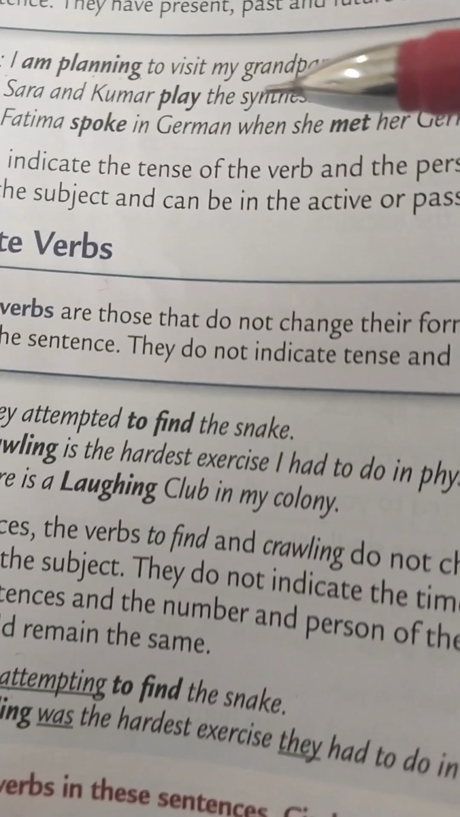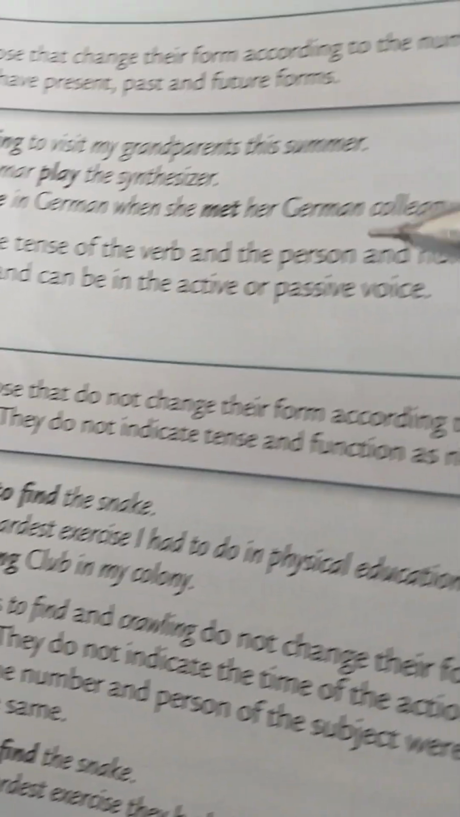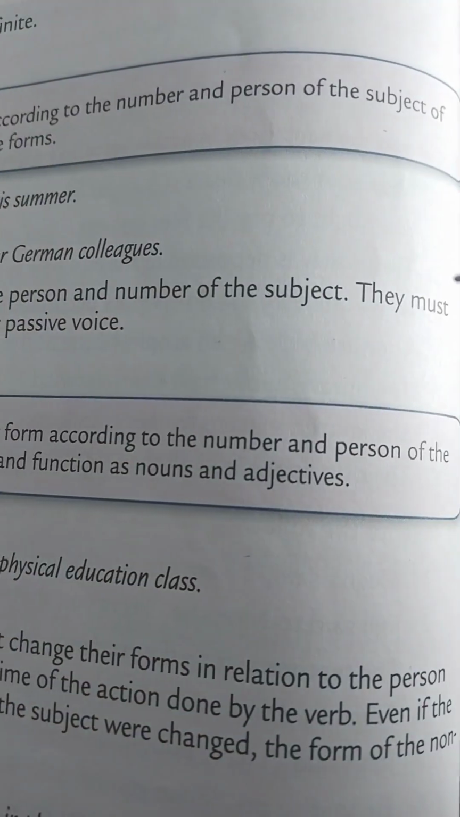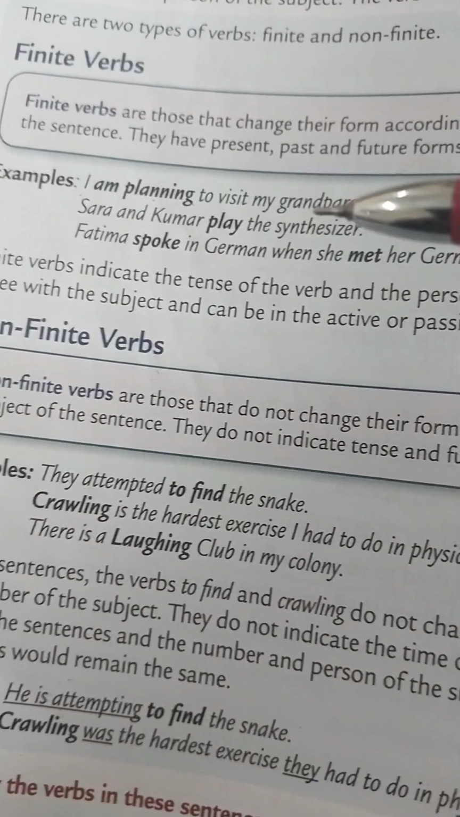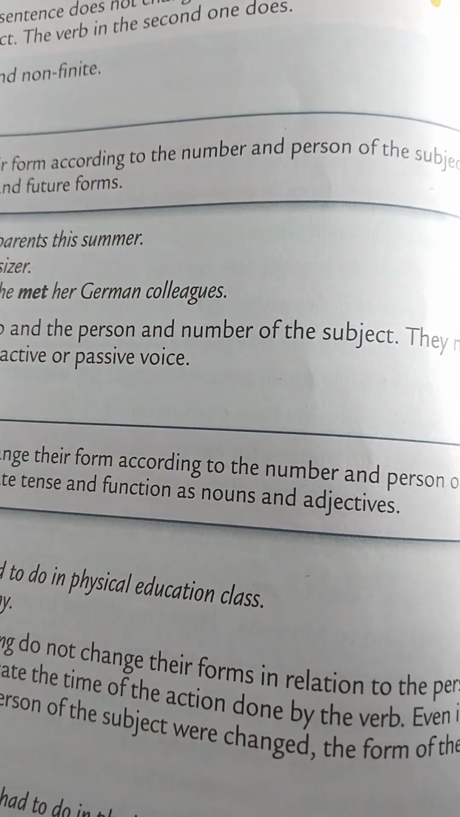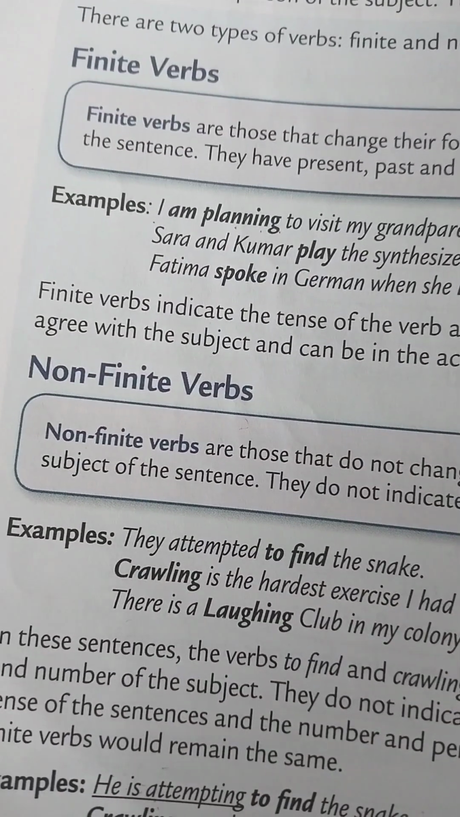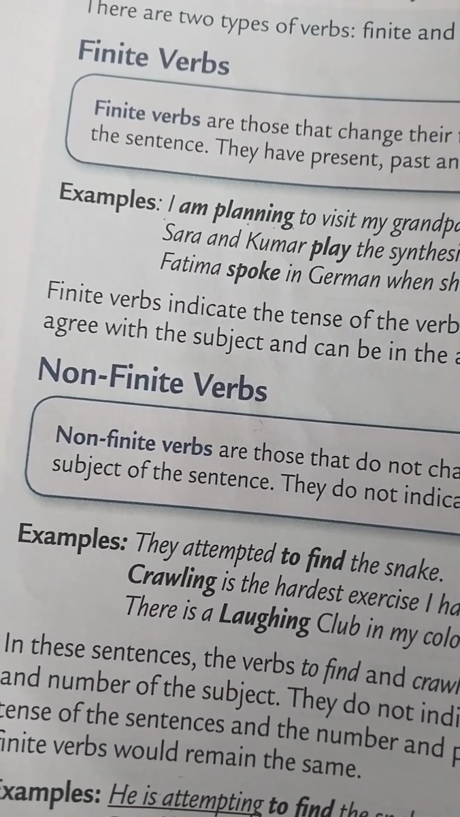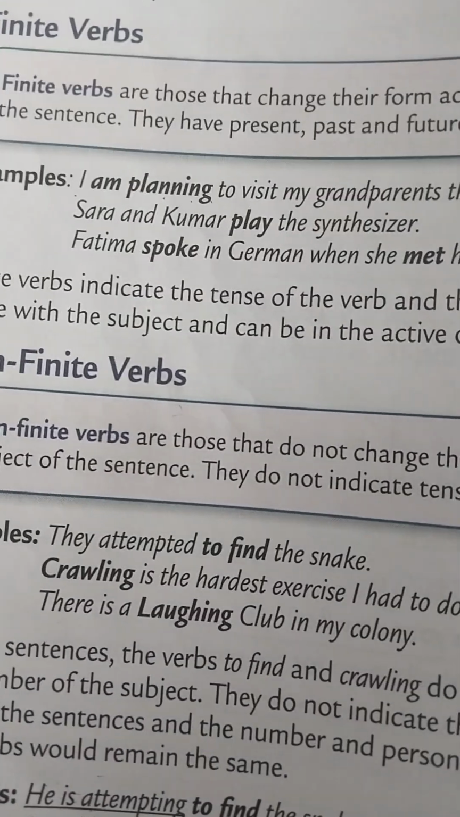Finite verbs, children, indicate the tense of the verb and the person and the number of the subject. So finite verbs, remember, indicate the tense of the verb, and the person and number of the subject. They agree with the subject and can be in active or passive voice.